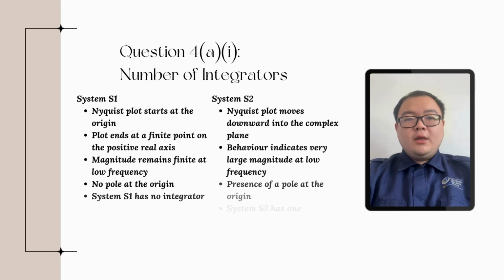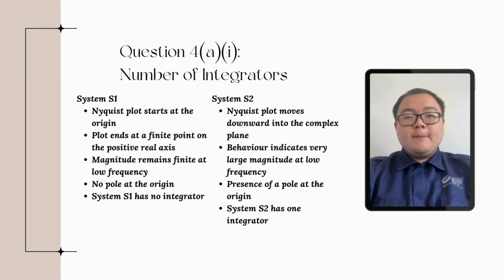For question 4, part A, Roman 1, we are asked to determine the number of integrators in systems S1 and S2 using their Nyquist diagrams. From the Nyquist diagram of system S1, the plot starts at a finite point on the positive real axis. This indicates that the magnitude remains finite when the frequency is 0. Since there is no pole at the origin, system S1 has no integrator.